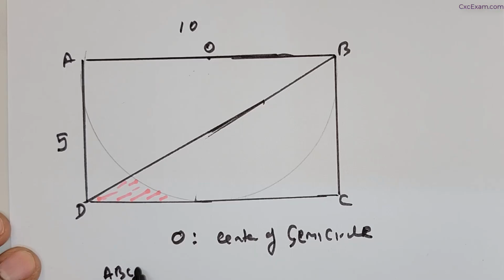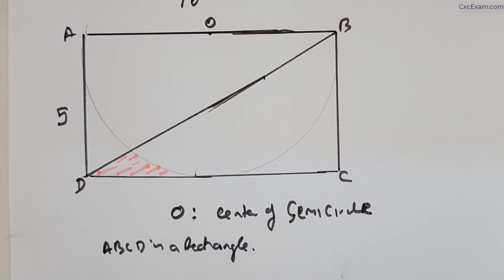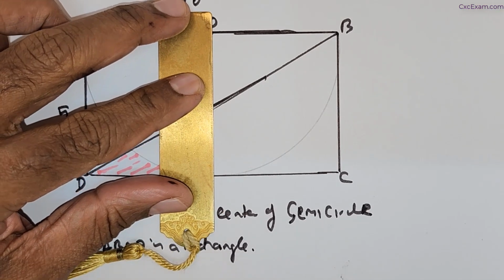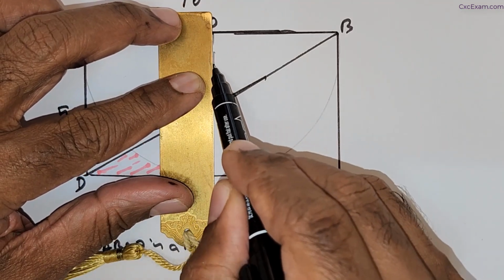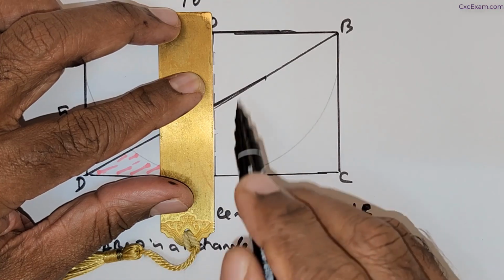Now ABCD is our rectangle, and we are clearly given O is the center. So what I'm going to do is split the rectangle here. Now do you see what figure the rectangle is creating when I split it? Right, I'm getting a square.